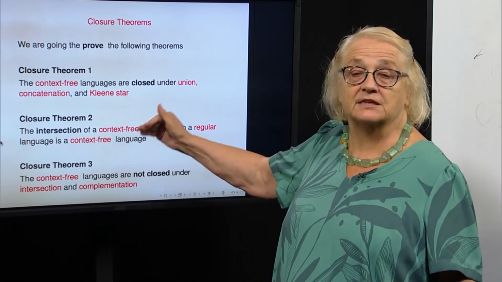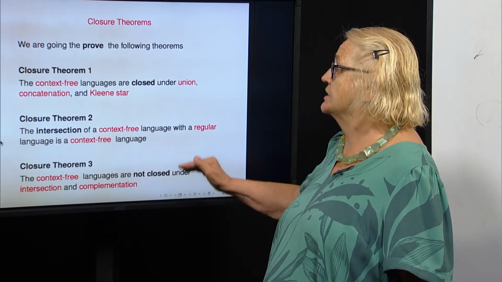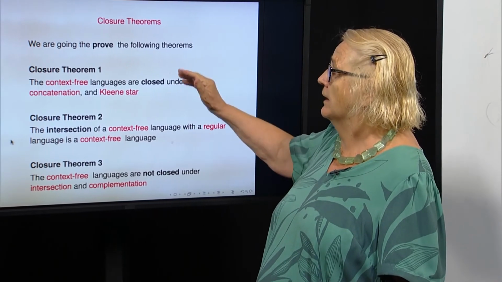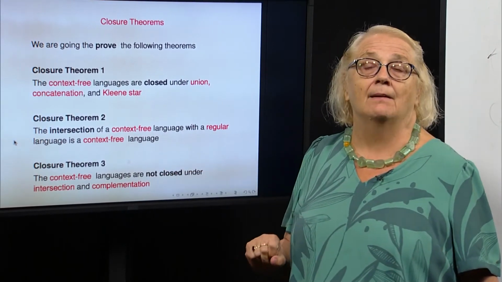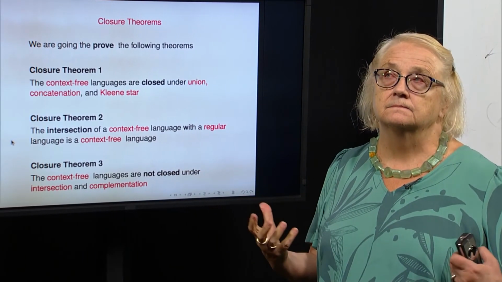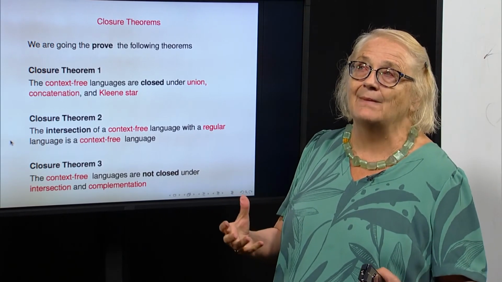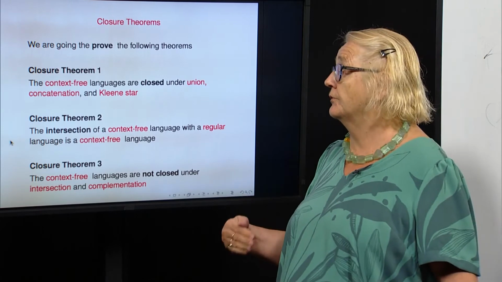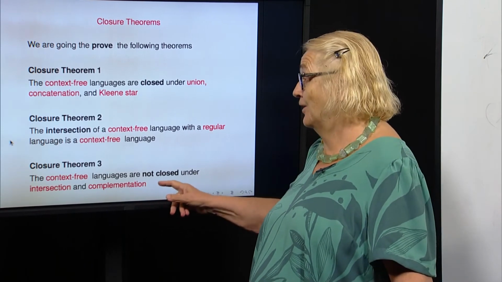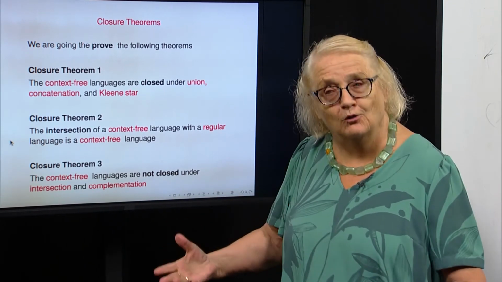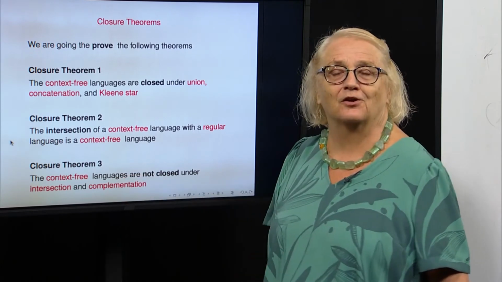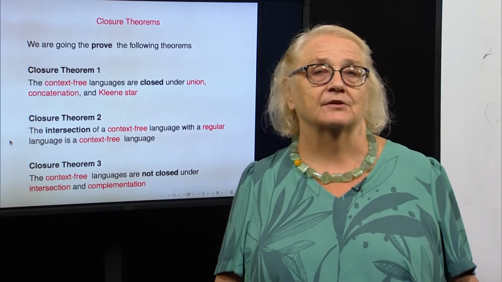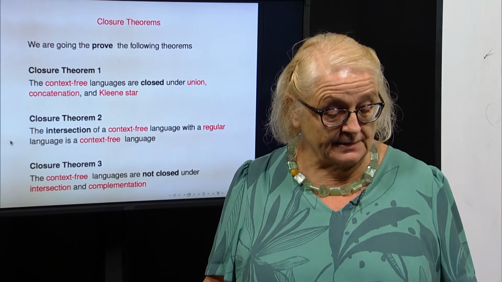And we put it as the third because we need the pumping lemma for it. We need to prove that some languages are not context-free in order to prove that context-free languages are not closed under intersection and complementation. It means that you need some examples.